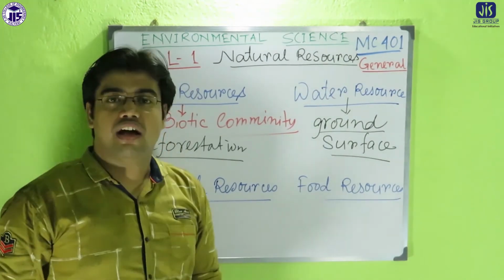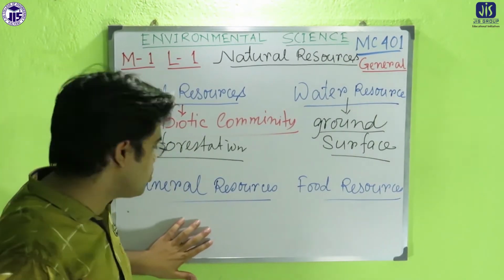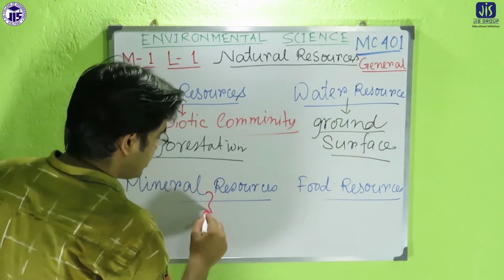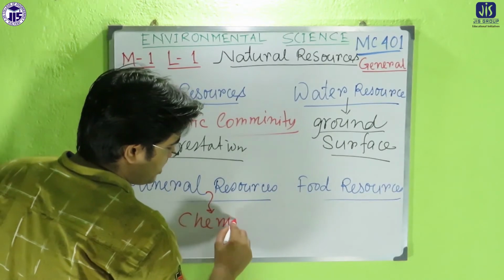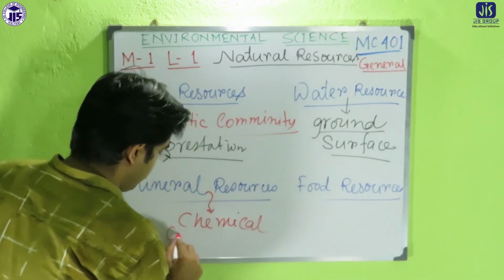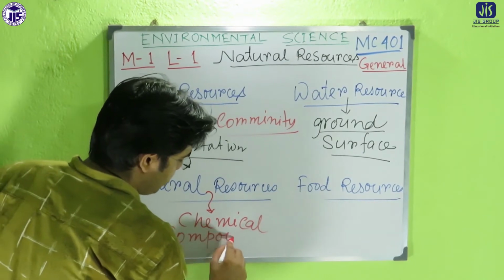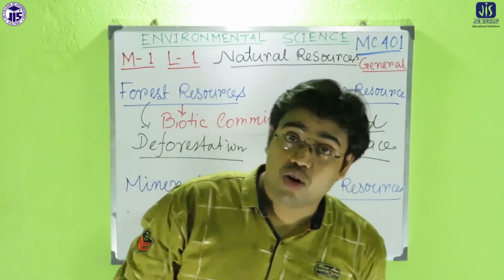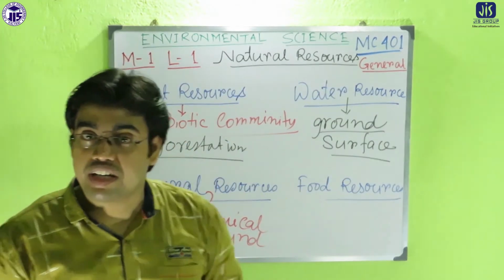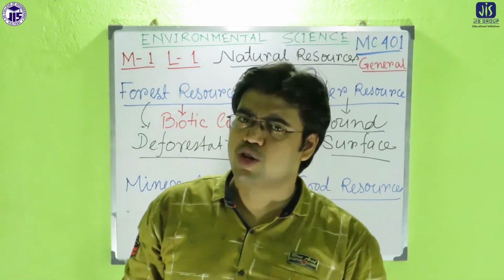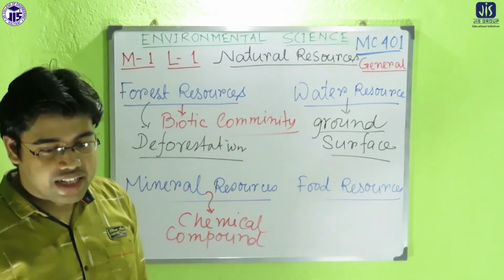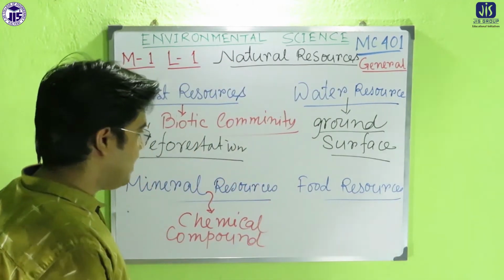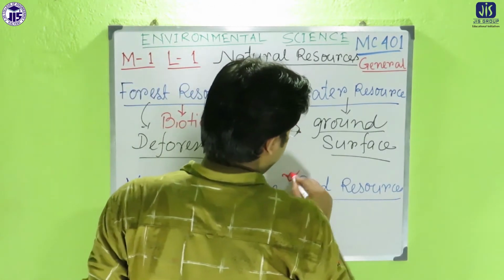Mineral resource is another category of resources that is also important. What is a mineral resource? It is one type of chemical compound which occurs naturally. That kind of mineral is very important for our life. Different types of mineral resources are possible, like metals, non-metals, and fuels, that are also mineral resources.